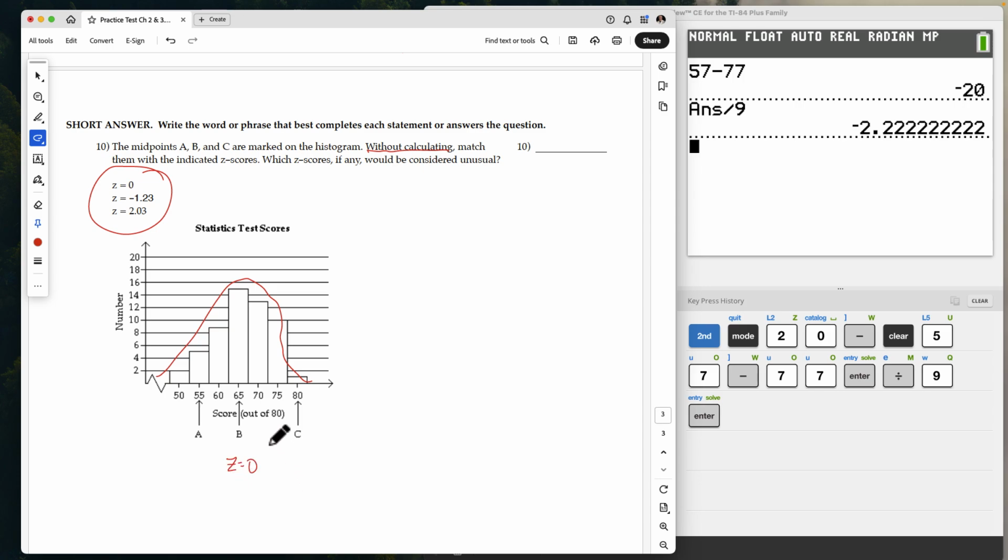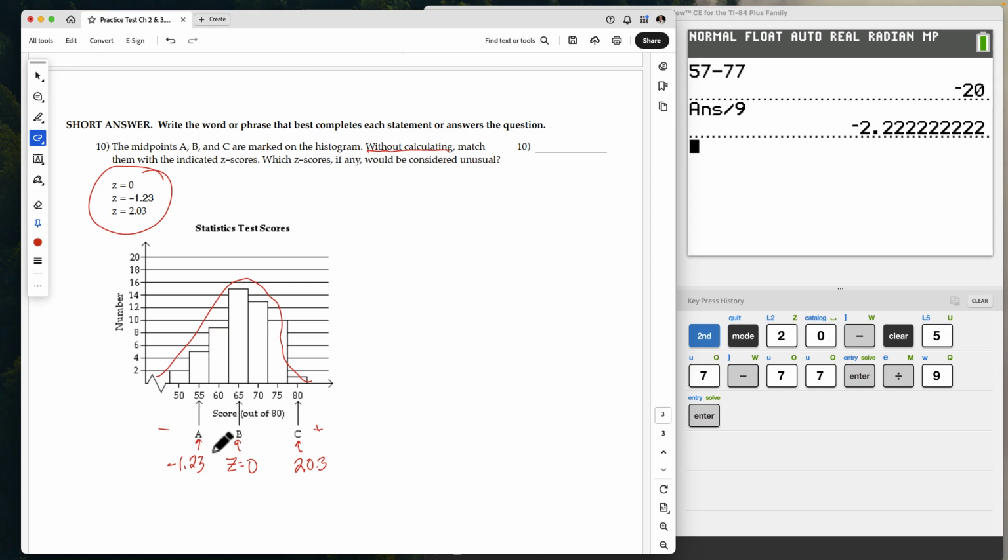Put it there. And then, if B is the mean, then anything that's negative would be down to A to the left. Anything that's positive would be up here. So this is going to be negative, and this is going to be positive. So then we just pick off of here. So A must be negative 1.23 and C must be positive 2.03. Okay, so we could match those ones up.